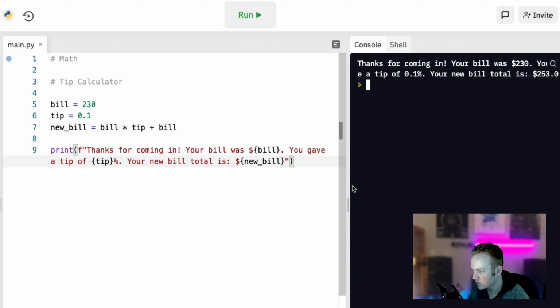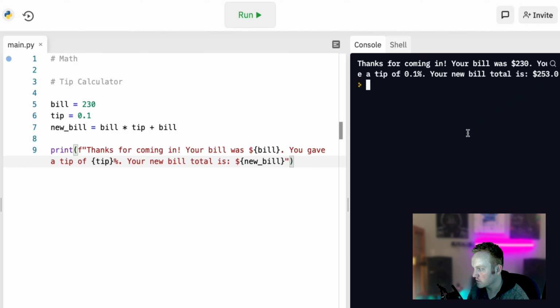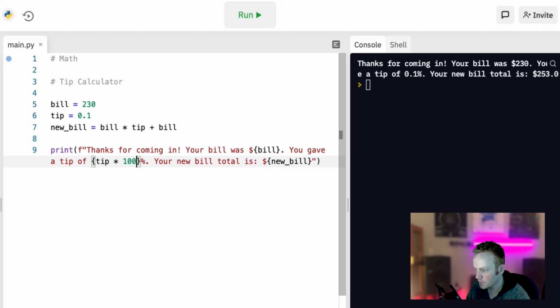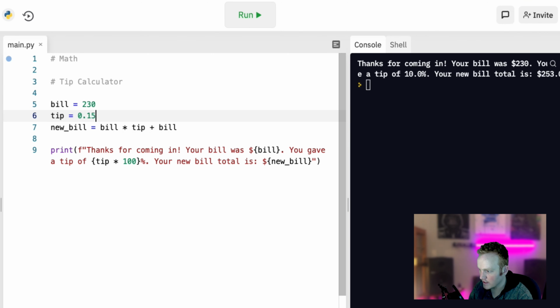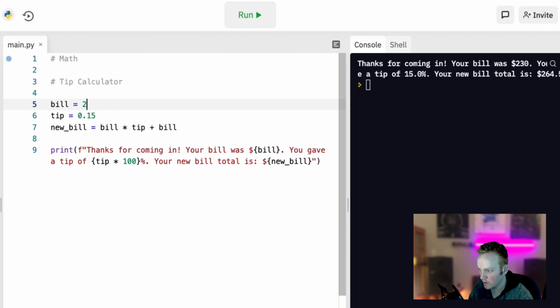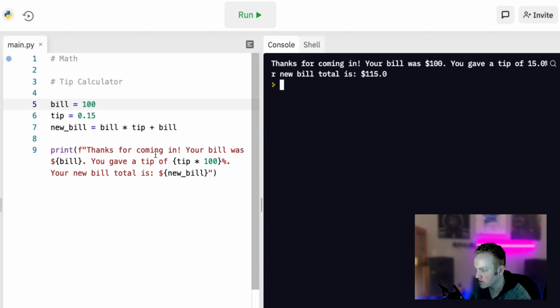So now it says, thanks for coming in. Your bill was $230. You gave a tip of, this says 0.1%, we'll fix that later. Your new bill total is $253. So that's working nicely. Let's fix that percentage thing. We can just say whatever the tip was times 100, and now it's going to give us that 10%. So now if I did 15, let's make sure that still says 15%. It does. And so if I have a bill of $100, tip of 15%, you can see my entire program changes because of that, because I wrote this dynamically.